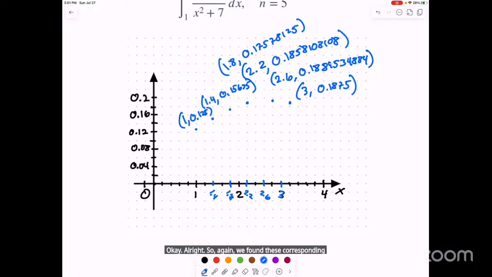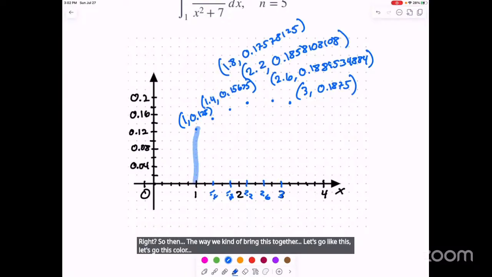Okay. All right. So again, we found these corresponding y values. Now I probably could have put them on the far left, but we found these corresponding y values based on the midpoint of each subinterval, right? So then the way we kind of bring this together, let's go this color. So this first subinterval is like here.